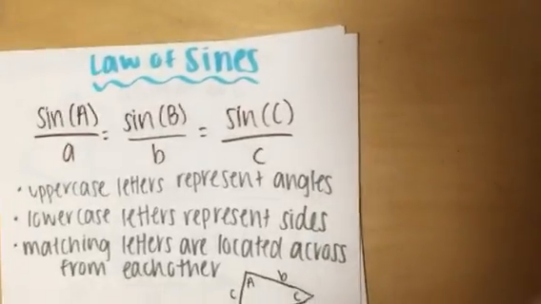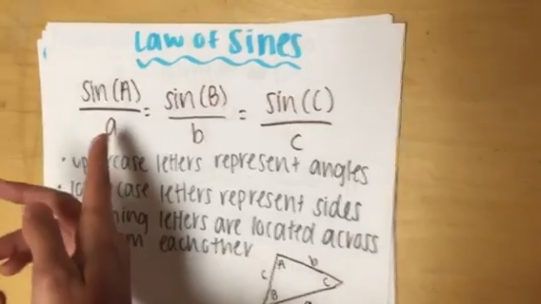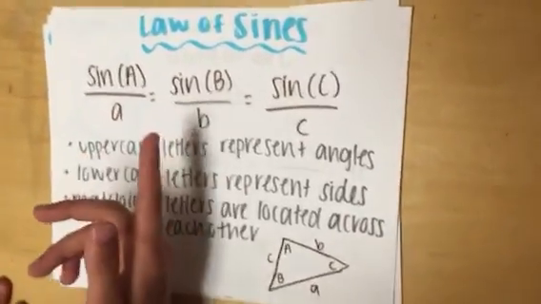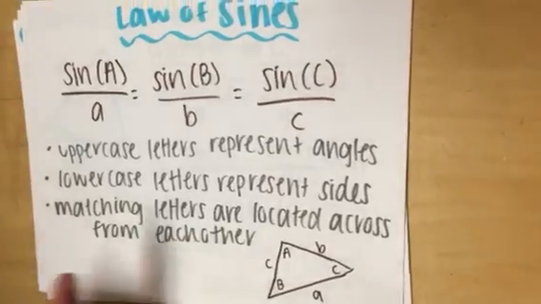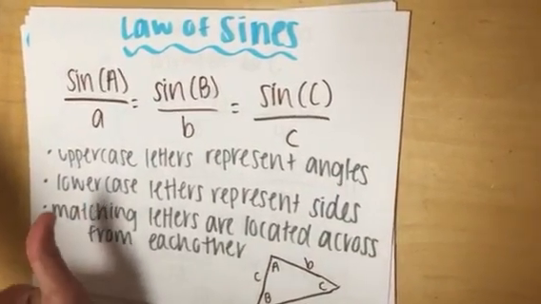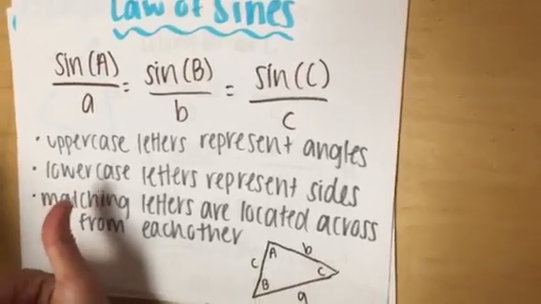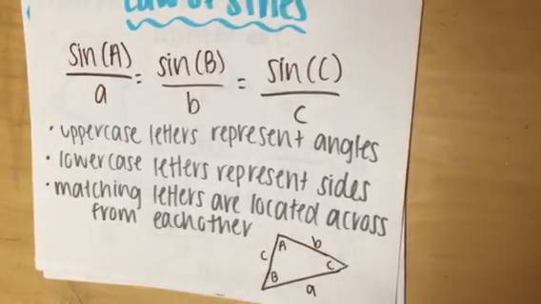Let's go ahead and go over the law of sines. Sine of A over a equals sine of B over b equals sine of C over c. The uppercase letter represents the angles in the triangle. The lowercase letters represent the sides. And you match the letters that are located across from each other.